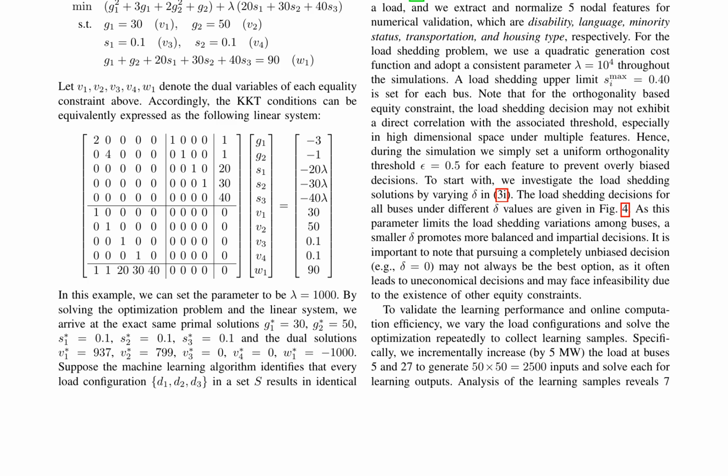The learning performance and online computation efficiency of the approach are validated by varying the load configurations and solving the optimization problem repeatedly to collect learning samples. Specifically, the load at buses 5 and 27 is incrementally increased to generate 2,500 inputs, and each is solved to obtain learning outputs. Analysis of the learning samples reveals that the proposed approach can effectively learn and predict the optimal load shedding decisions based on the given features and constraints.